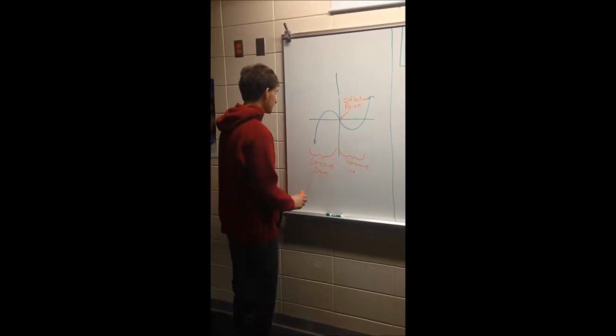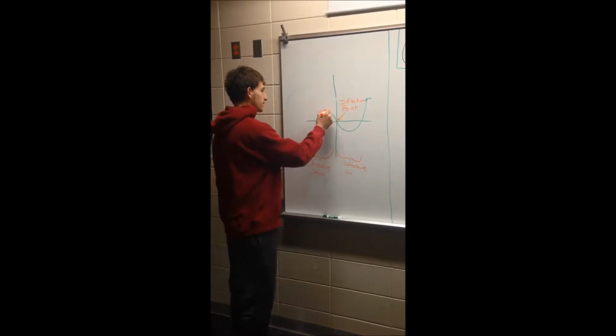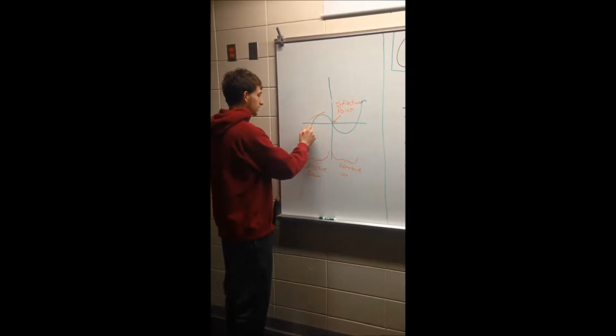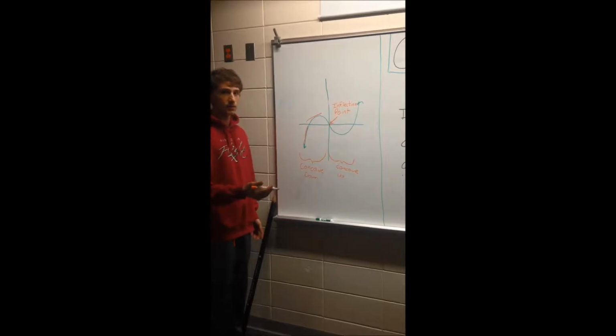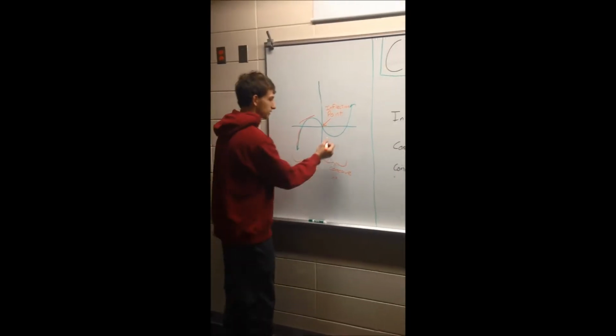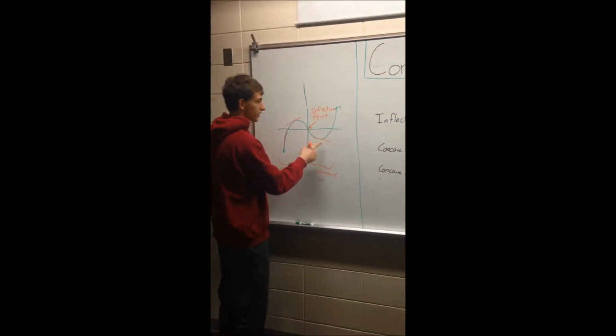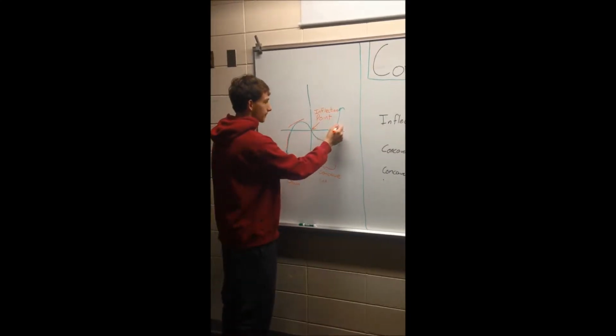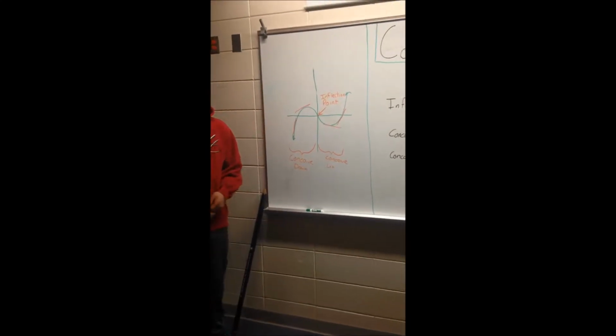And you can tell that's concave down because the line of tangency is above the graph. If the line of tangency is above the graph, then it's concave down. As opposed to if it's concave up, the line that is tangent to the curve will always be below the graph. And so that's how you can tell if it's concave up or concave down.